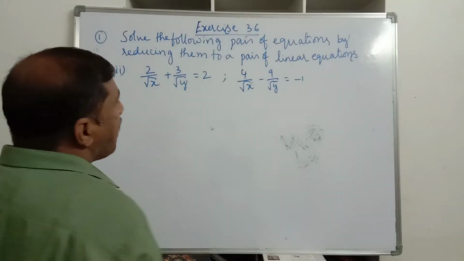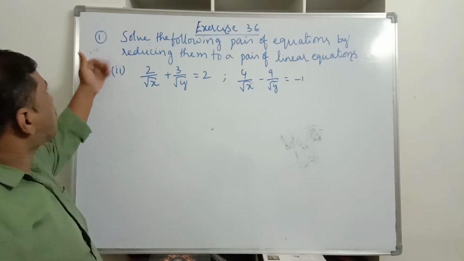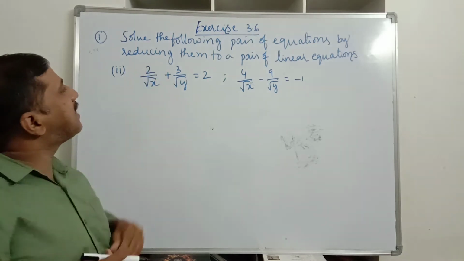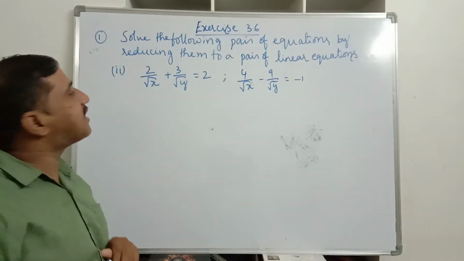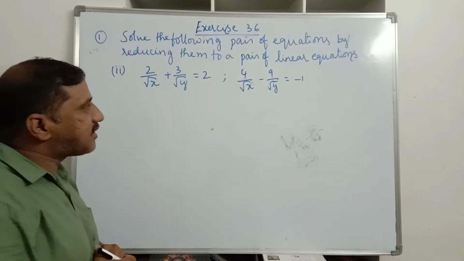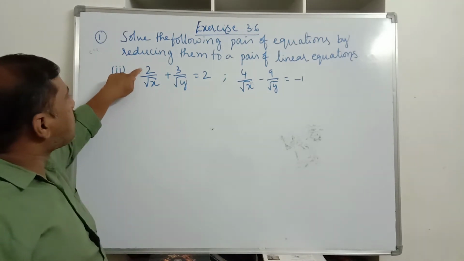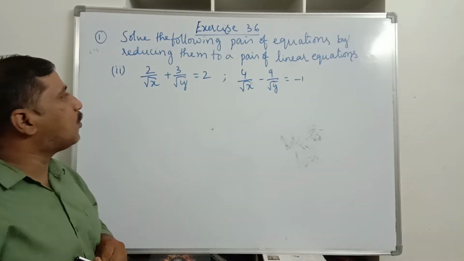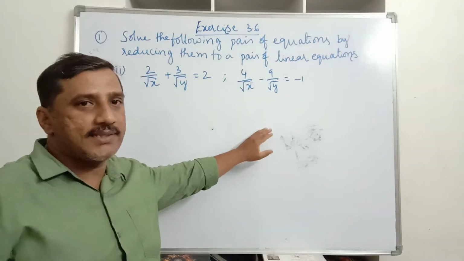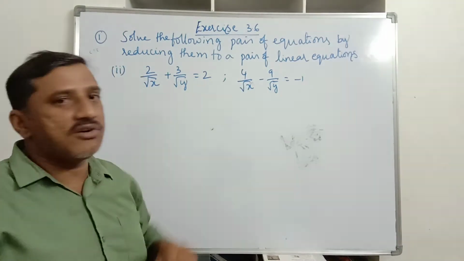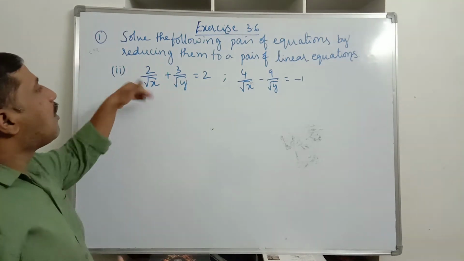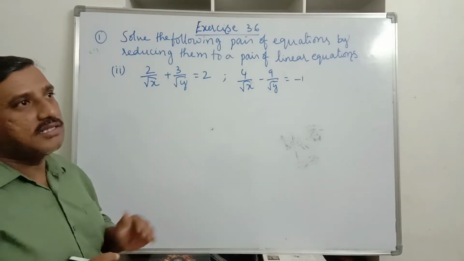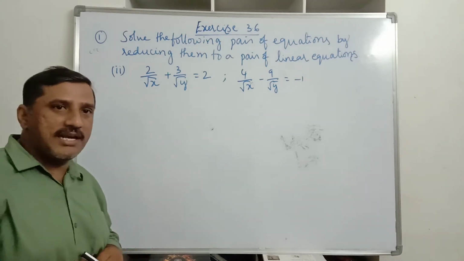Now we will discuss exercise number 3.6. First bit: solve the following pair of equations by reducing them to a pair of linear equations. From the second bit, the equations are 2 divided by root x plus 3 divided by root y is equal to 2, and the other equation is 4 by root x minus 9 by root y is equal to minus 1. Solve means we should find their solutions, that is, find the values of x and y, by using the algebraic methods.